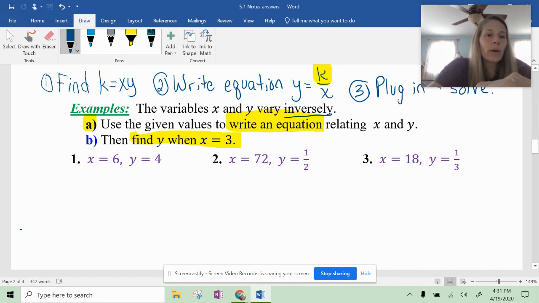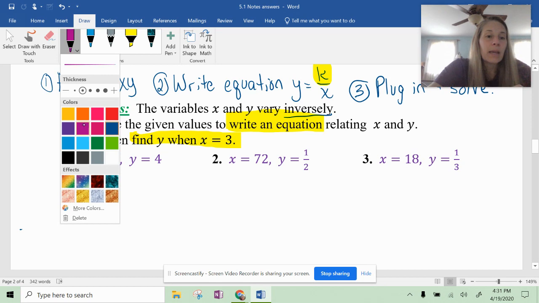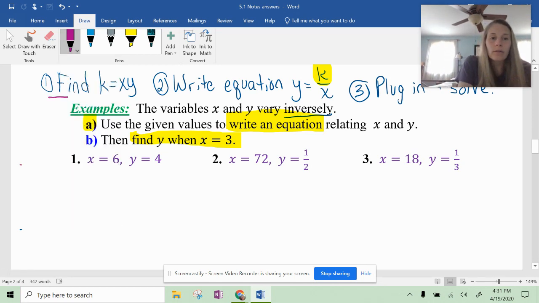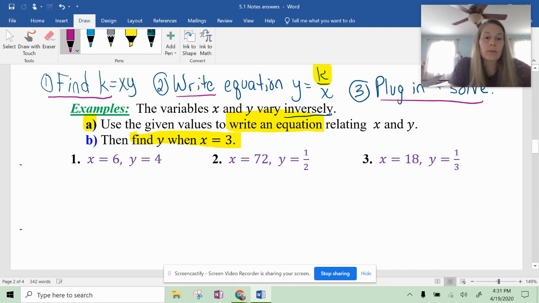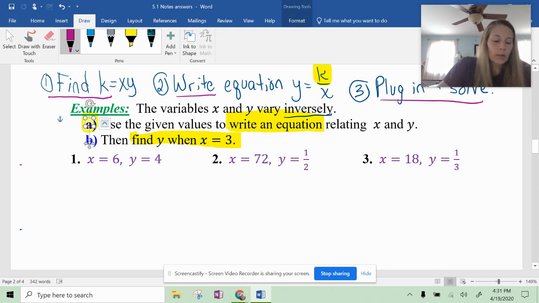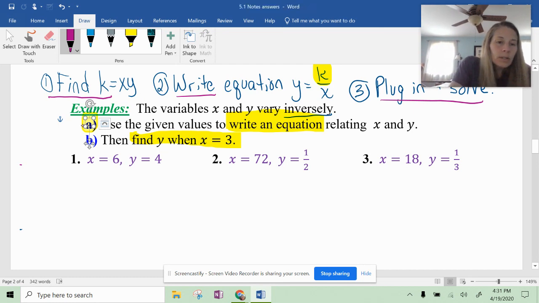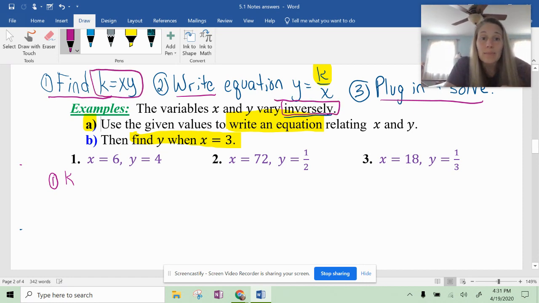So you want to make sure you do both. To write the equation, you basically have to find your k. So we're going to do that first, find k. After you find k, you're going to write the equation, and then you'll plug in and solve what's remaining. The first thing we're going to do for this one is obviously find k. Because these are inverse variation, we know to find k, you're just doing x times y. So this is very simple. 6 times 4, so we know k equals 24.